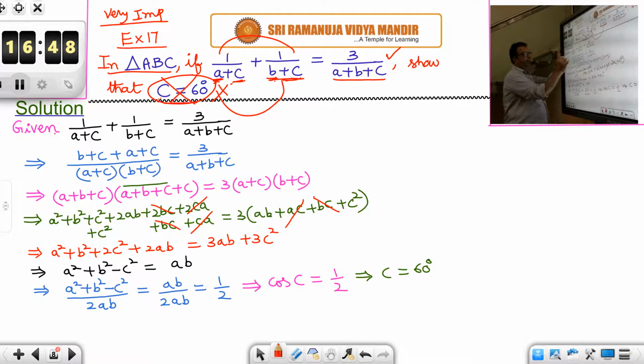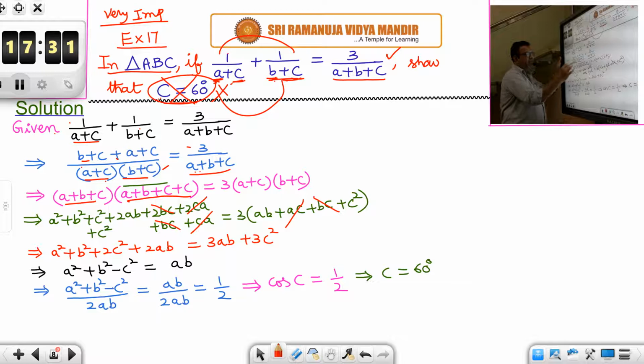What is given I have taken; just take the LCM and simplify. LCM is a plus c into b plus c. In the numerator you will get b plus c here and a plus c there, equal to 3 by a plus b plus c. Right hand side, no change. But here I am cross multiplying now. Just cross: a plus b plus c into a plus b plus c plus c. I don't write a plus b plus 2c; I write a plus b plus c plus c only.